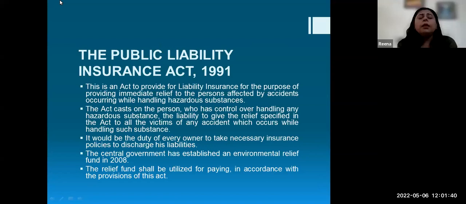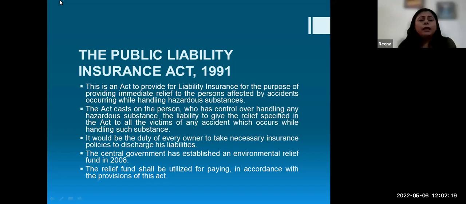So it is the duty of every owner who is handling any kind of hazardous substances, because if there is a risk of damage to any community or stakeholder due to the handling of hazardous substances, there can be chances they have to provide compensation to these stakeholders. So the central government then established the Environment Relief Fund also in 2008, and this relief fund shall be utilized in accordance with the provisions of this act.